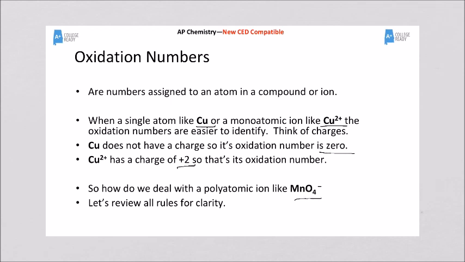Because what we need to be able to do is have an individual oxidation number for manganese and for oxygen within this ion. So there are some rules I want to go over with you. These aren't rules you really have to memorize. Once you've used them a few times, it just becomes second nature.